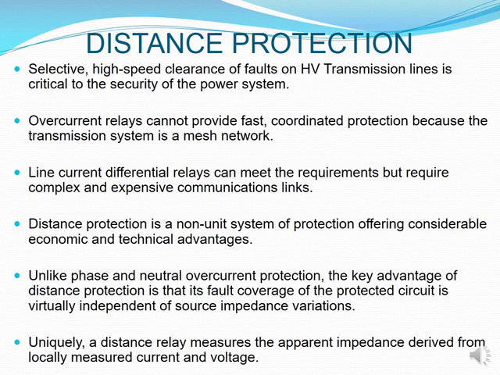Uniquely, your distance relay measures the apparent impedance derived locally from what is measured as your current and your voltage. So they measure the current and the voltage at that point, and then transform that into your impedance. And if it is within the impedance that is required, then it will not trip, or it will trip according to how we have set it up.